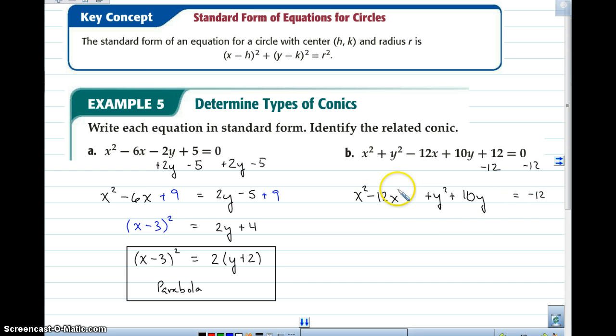This one's nice and easy because both x and y have 1 for their coefficient, so I don't have to worry about any parentheses and incorrectly completing the square. Half of negative 12 is negative 6, so this is going to factor to be x minus 6 squared, but I need to add 36 in order to do that. So I'm going to add 36 to the other side. And then to complete the square for y, half of 10 is 5, so this is going to be y plus 5 squared. I need to complete the square for this one by adding 25. So negative 12 plus 36 plus 25, that's going to be 49.